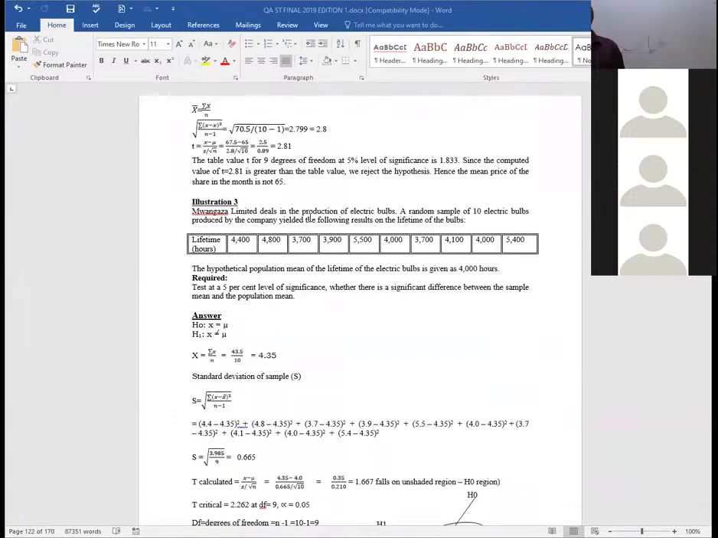I want us to try this question ourselves, and as you try it, I would want these lifetime hours to be in form of thousands to reduce our workings. I would want us to have this as 4.4, 4.8, 3.7. Let's work it out in form of thousands. I would want to give you like 10 minutes.